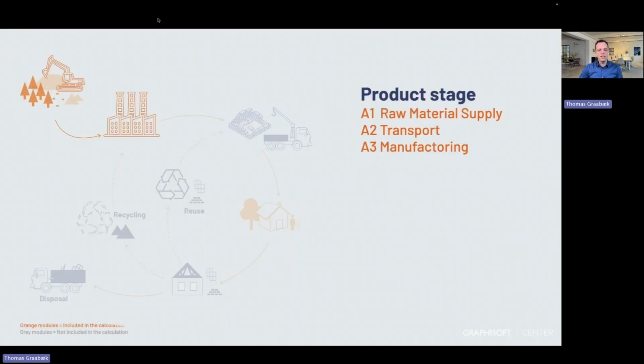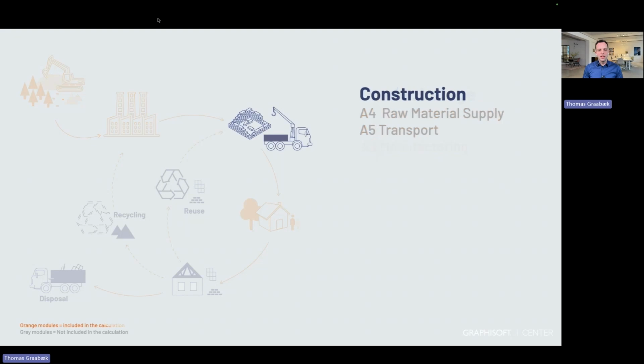The first phases are the raw material supply and transportation from where they get these materials. It could be wood, it could be sand, and transporting it to the factory. The next phase is the transport from the factory to the building site, and then the erection in the building site with all the energy that use. In Denmark, we don't include these phases in the LCA calculation.